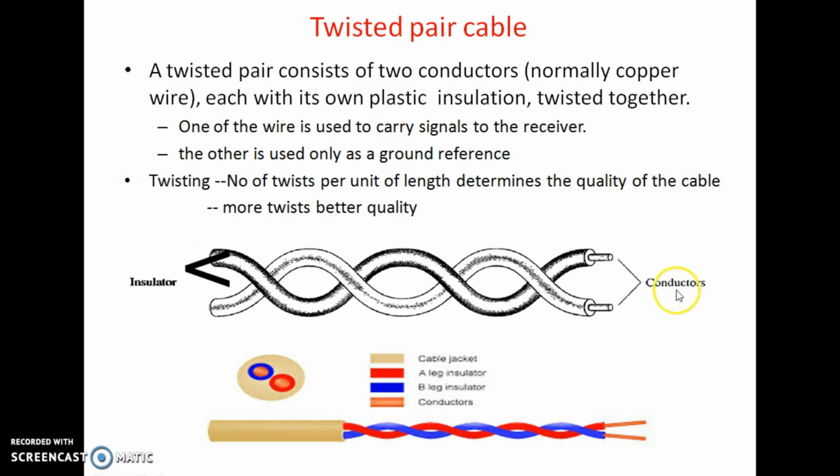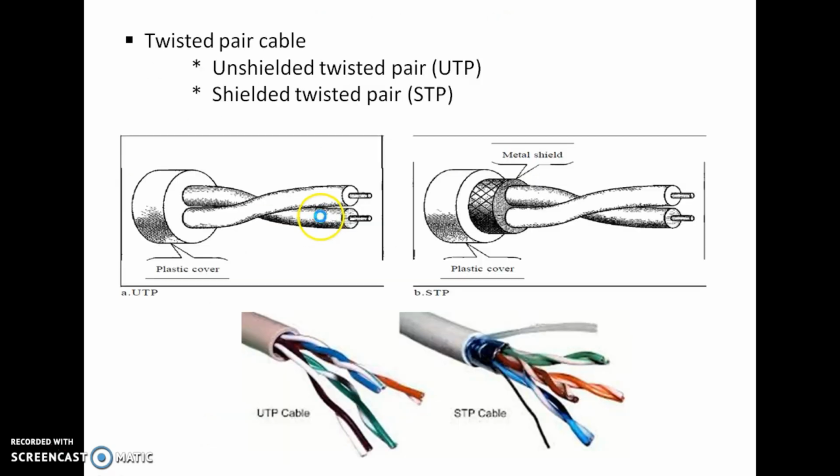In this diagram, you can find the two conductors are covered by the insulator, in which one of the wires is used to carry the signals to the receiver, the other is used only as the ground reference. Here, twisting refers to the number of twists per unit of length that determines the quality of the cable. If more twists, we can get better quality.